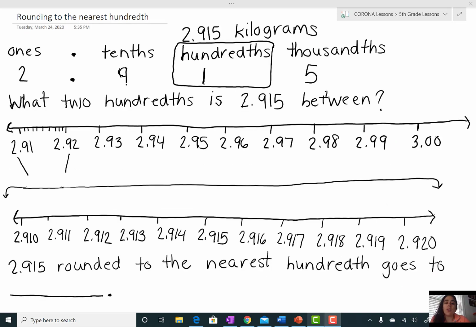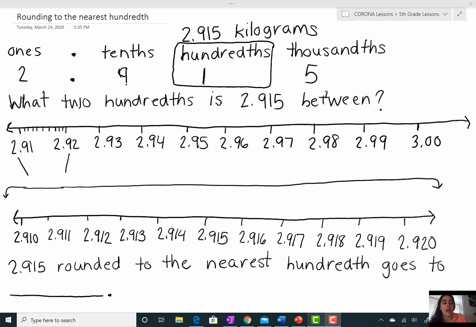All right, so now I'm looking at 2 and 915 thousandths kilograms from the perspective of the hundredths place, because we want to round this number to the nearest hundredths place. So again, I put the digits in the correct place value spot, the 2 in the ones, the 9 in the tenths, the 1 in the hundredths place, and the 5 in the thousandths place. So again, I was asking myself, what 2 hundredths is 2 and 915 thousandths between? I'm looking at the hundredths place. I see there's a 1, so I decided to start counting by hundredths.